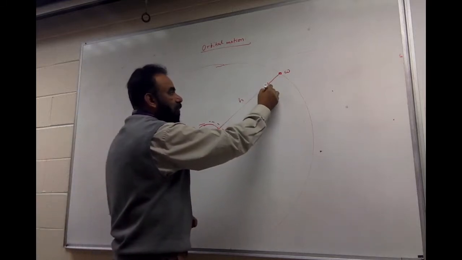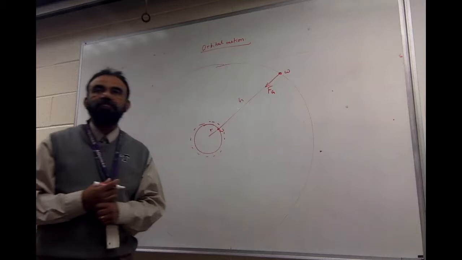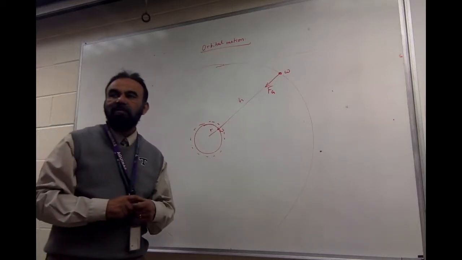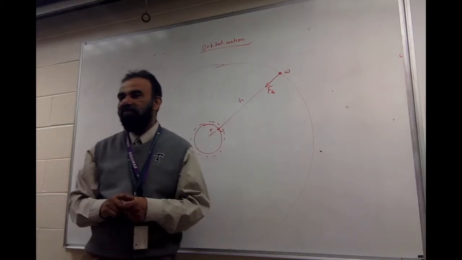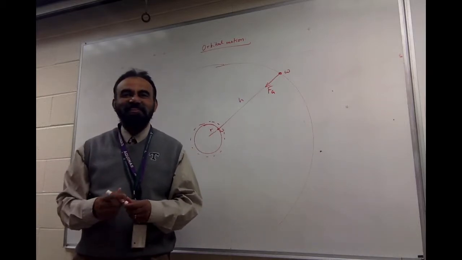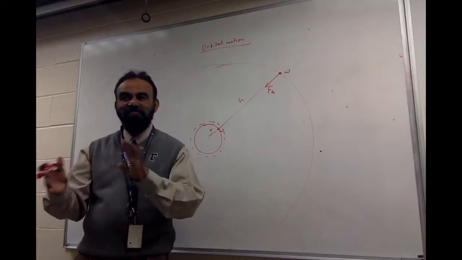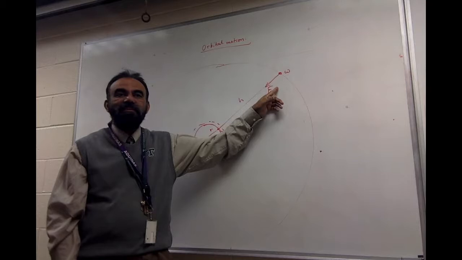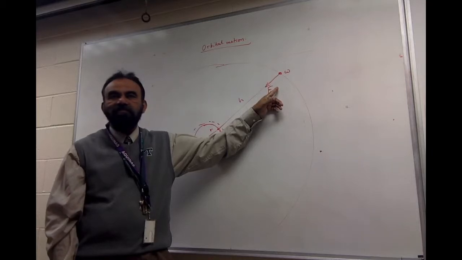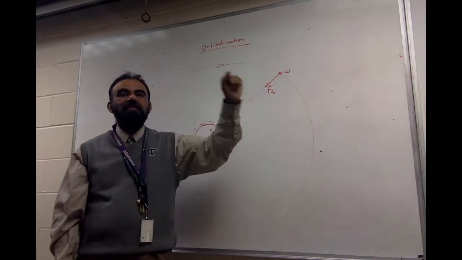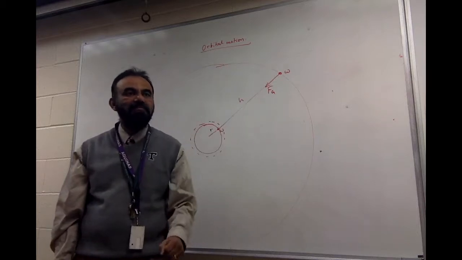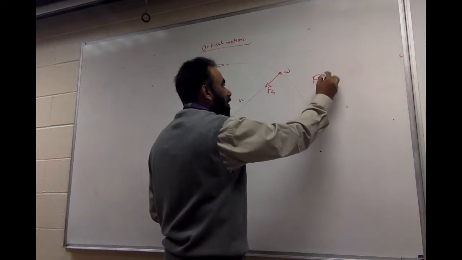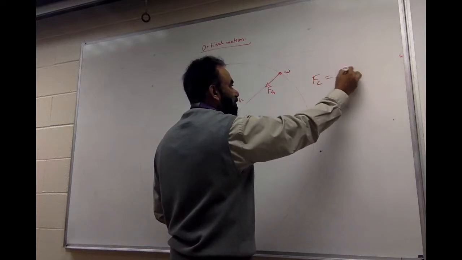Now what are the forces that are going to come in here? One is the gravitational force, Fg. Fg is Fc. Again, understand that centripetal force is not a new force. So this is the only force acting on an orbiting satellite, and this provides the necessary centripetal force for it to go around and around. So the centripetal force is Fg.